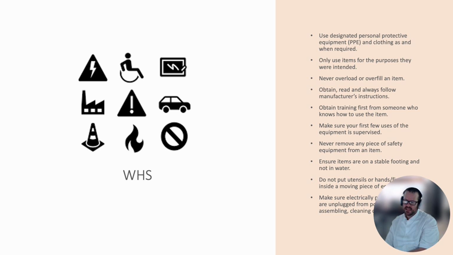Never put utensils or hands inside a moving piece of equipment, and make sure if you're cleaning a piece of equipment, you unplug it before you start to pull it apart and clean it. We could be talking about jug blenders or food processors or slicing machines or any of the dangerous pieces of equipment that are powered. If we start to pull them apart, we should unplug them first.